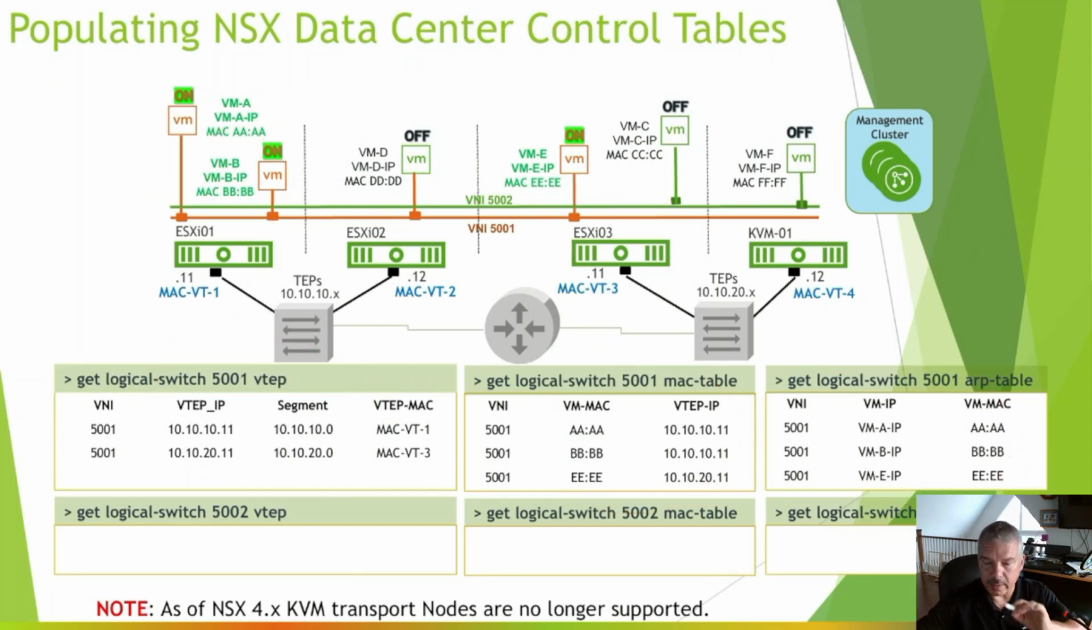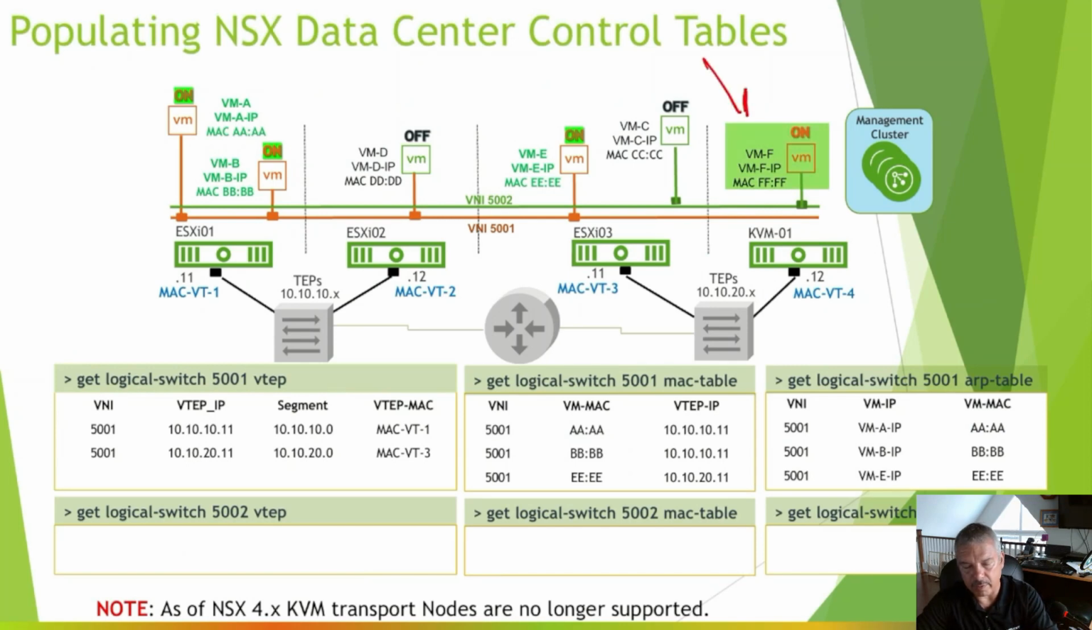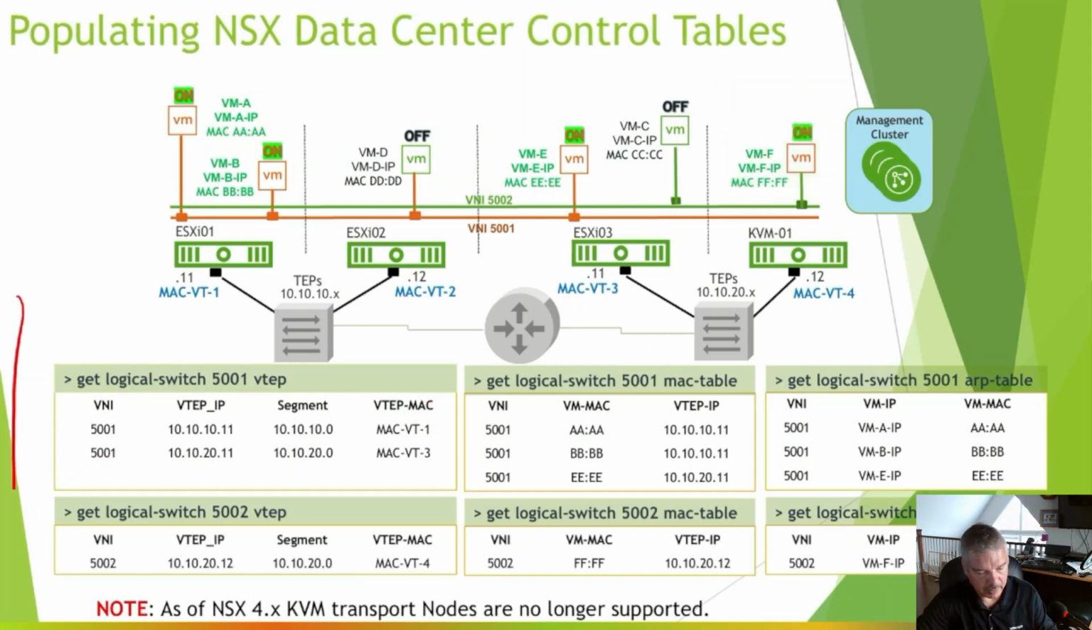So that's it. Now I just want to do one more here. It's a kind of a trick one that I always do to my students. So I'm going to power on VMF over here. When I power on VMF, I wonder how many entries I'll see in this table, and in this table, and in this table. And the trick here is noticing where VMF is. It's on the green segment, a different VNI. So it would not go in those 5001 tables. It would be populated down here in this set of tables. Okay? So I always like to point that out. Okay, folks?